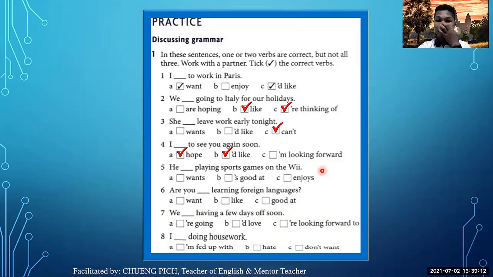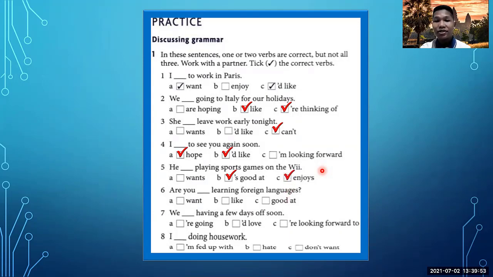Let's choose. So the answer for that is he's good at playing sports games on the Wii. And we have another answer: he enjoys playing sports games on the Wii. Number 6. Are you learning foreign languages? We have A, B, C. Okay, A, want, B, but like, C, good at. So which one? The answer is C. Are you good at learning foreign languages?